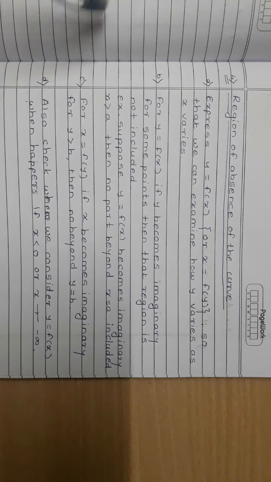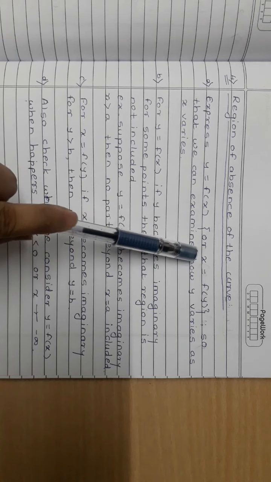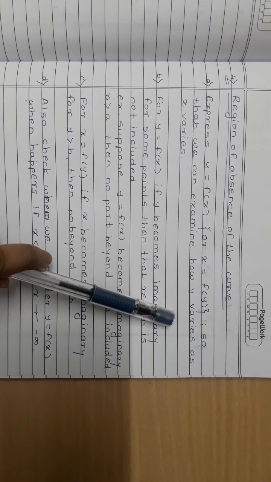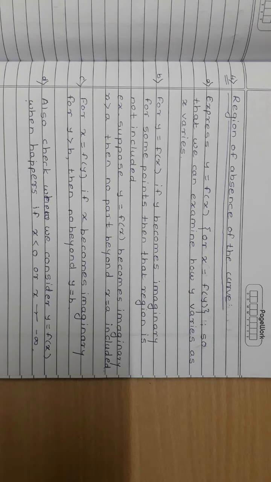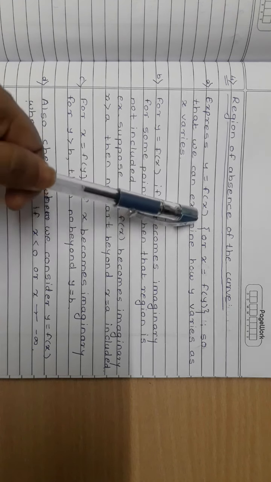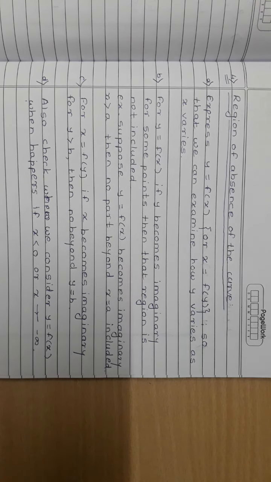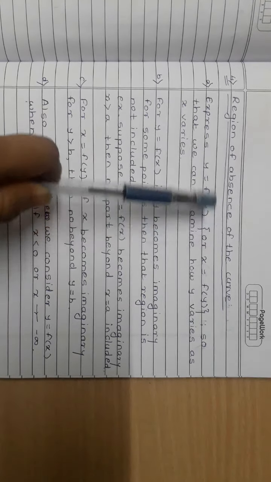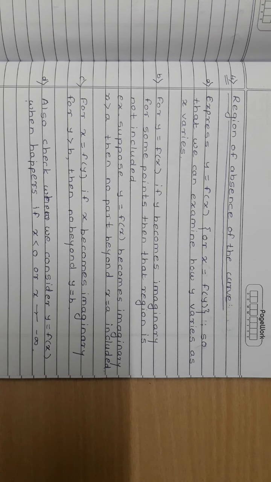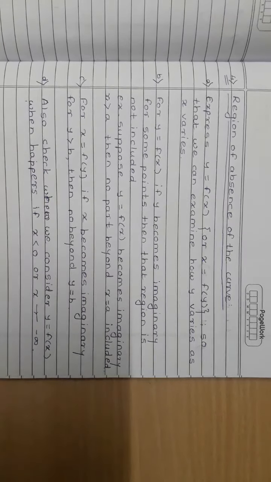So the first thing we are going to do is express y as a function f of x, or, if possible, express x as a function of y. It depends on the question whether you can express y as a function f of x, or x as a function f of y, right? So try to write it in one of these forms, and once you write it down like this, it will be easy.